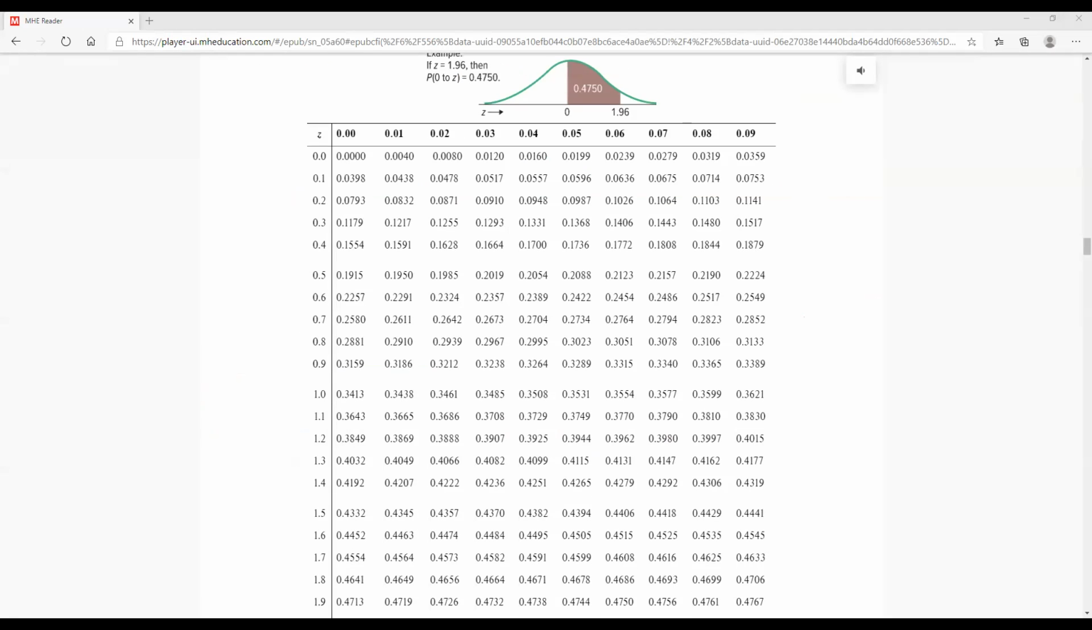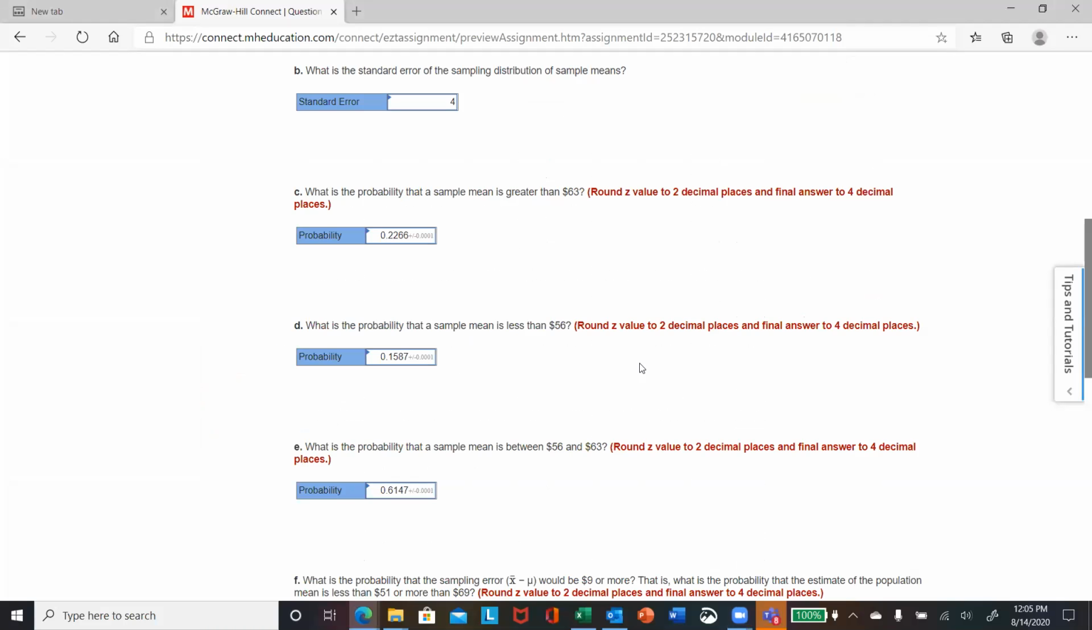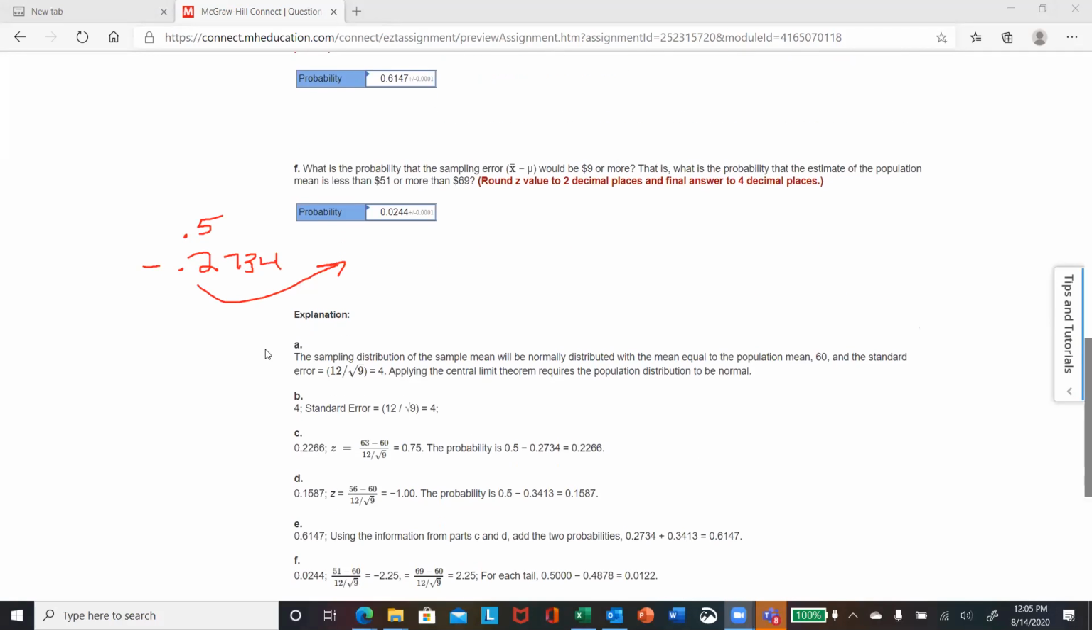Let me share that. There we go. So if you looked up 0.75 in your table, it looks like it is 0.2734. So if you got 0.2734, your answer would be 0.5 minus 0.2734, and that should give you your area, which is 0.2266. So that's how you do that one. Of course, that's letter C.